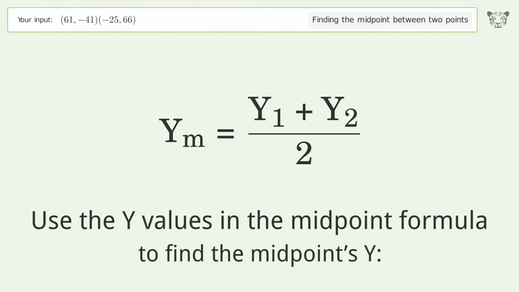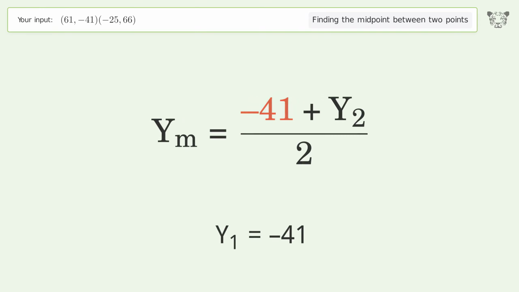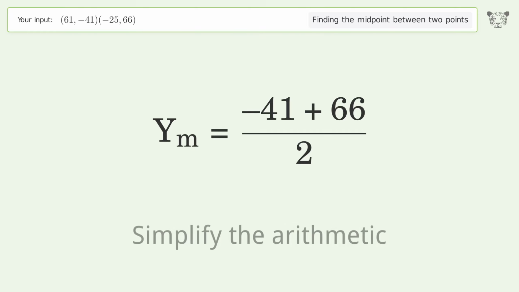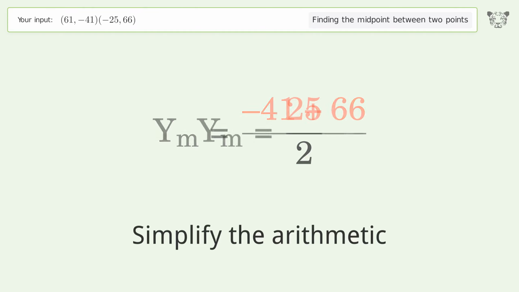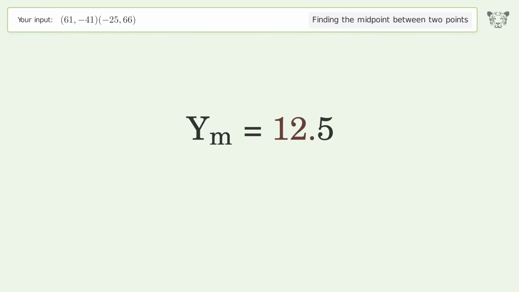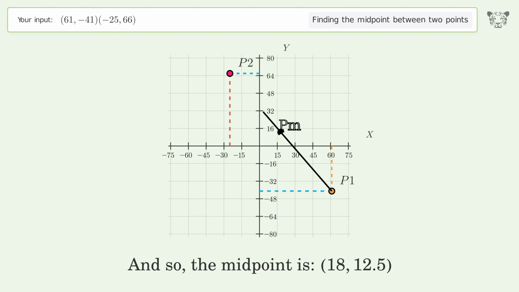Use the y values in the midpoint formula to find the midpoint's y. y1 equals negative 41. y2 equals 66. Simplify the arithmetic. And so, the midpoint is 18, 12.5.